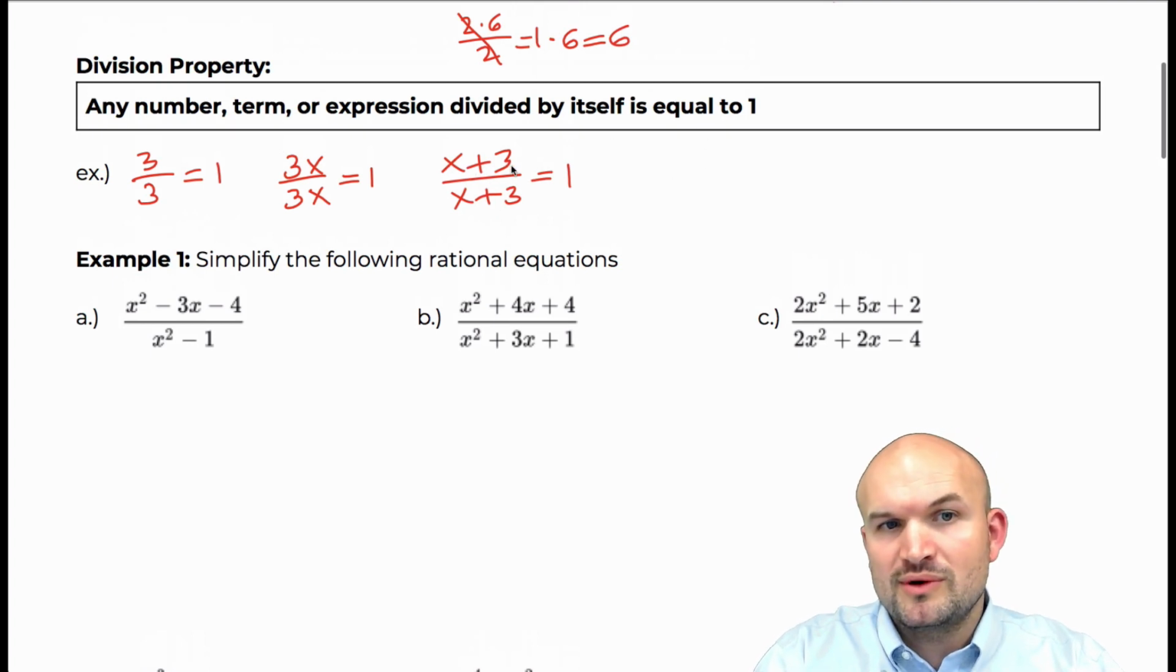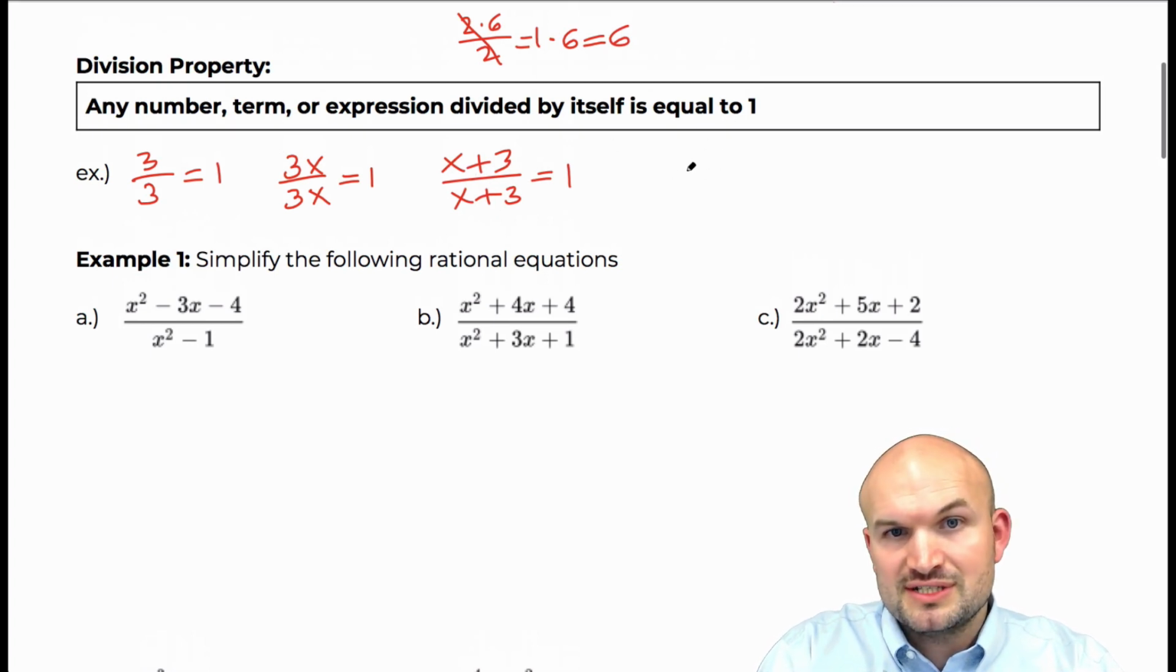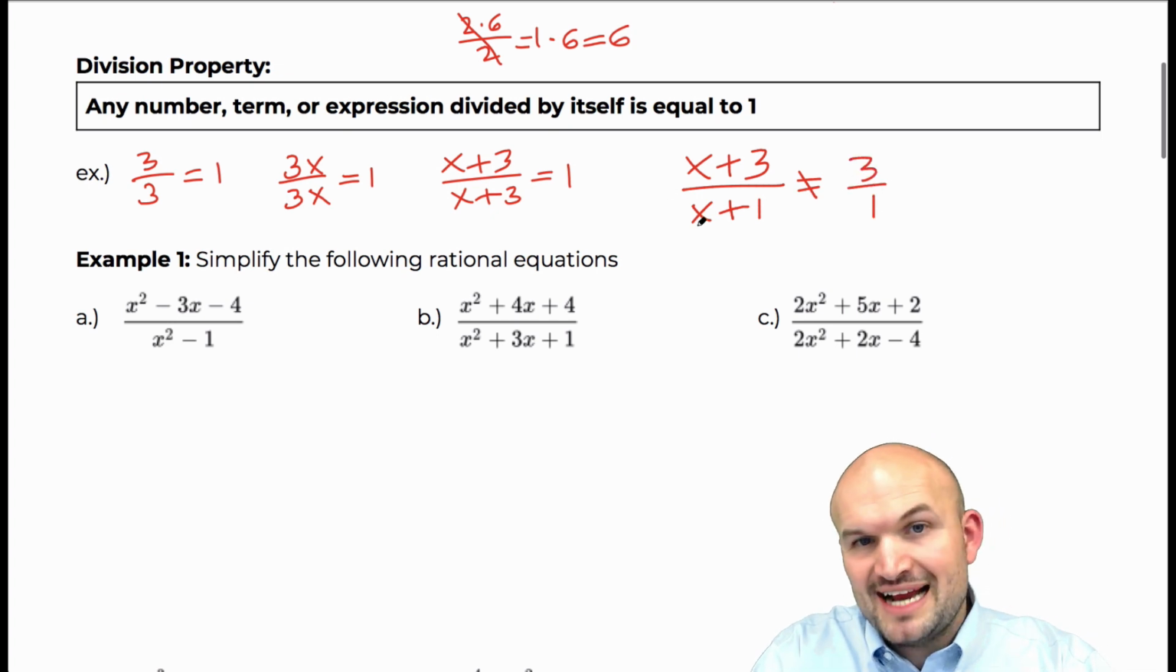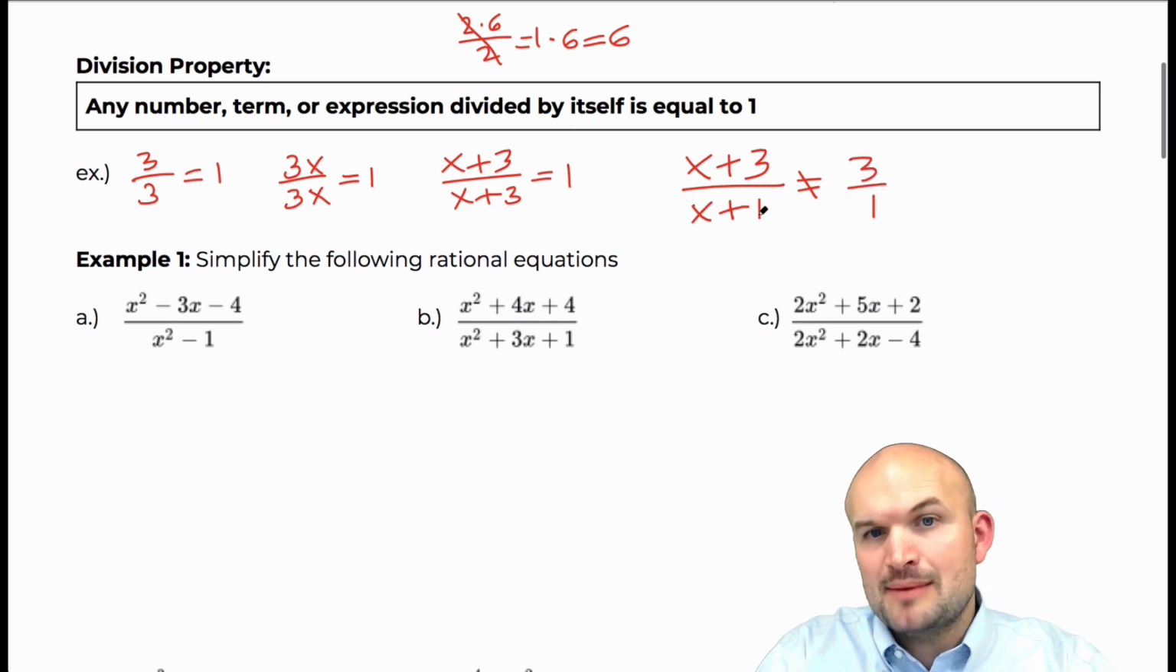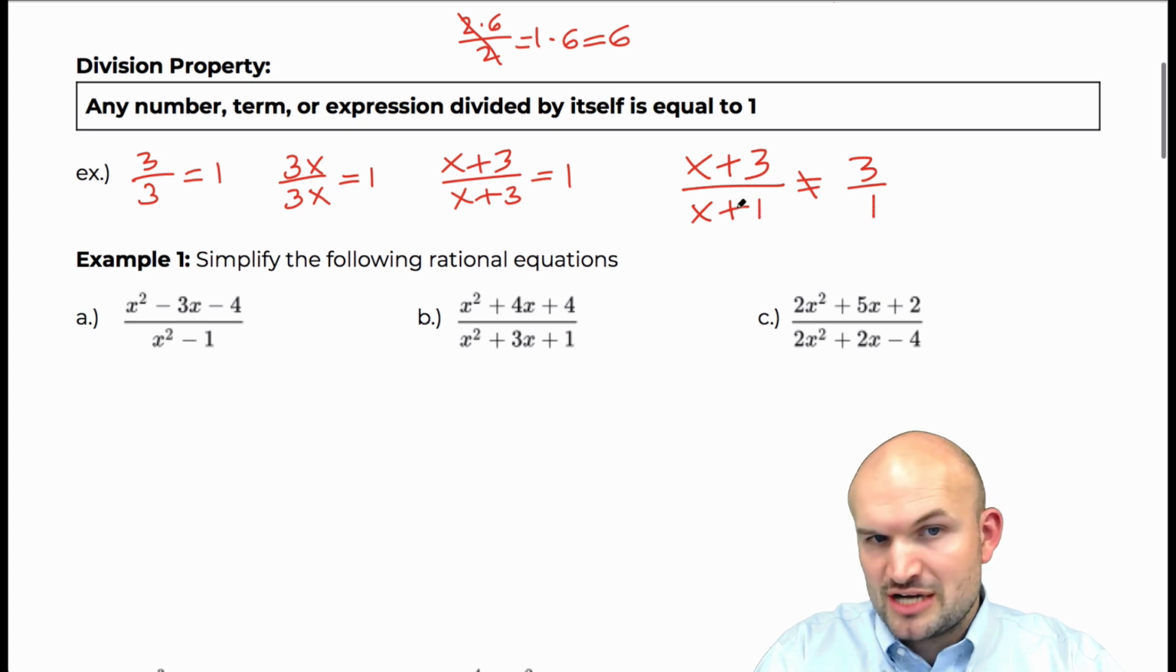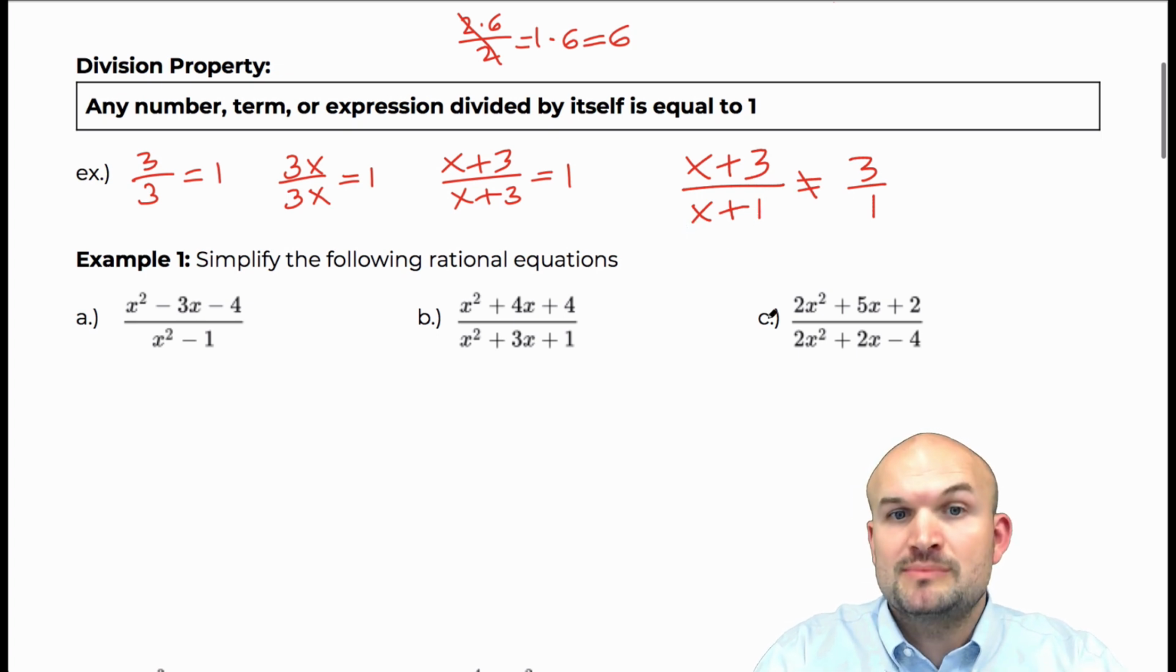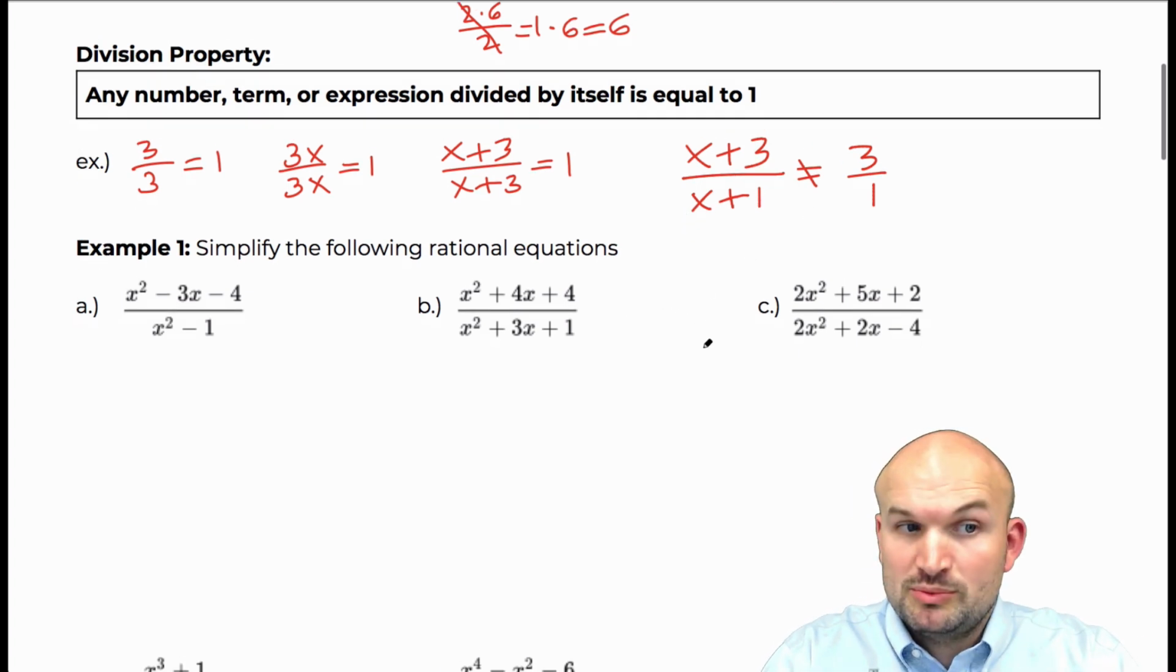So for instance, if I had x plus 3 divided by x plus 1, that does not equal 3 over 1. You can't divide out these x's when we have them separated here with addition and subtraction. So this only works when we have terms separated by multiplication.